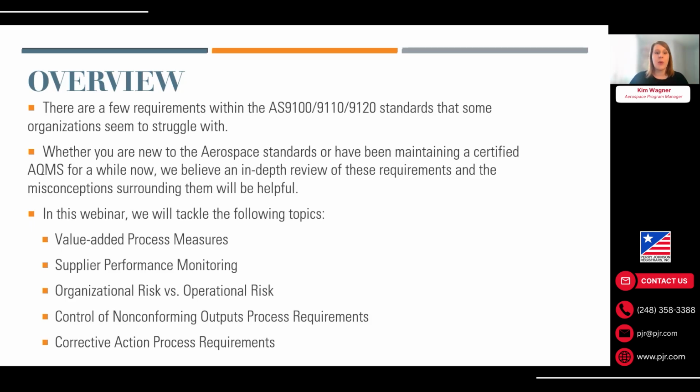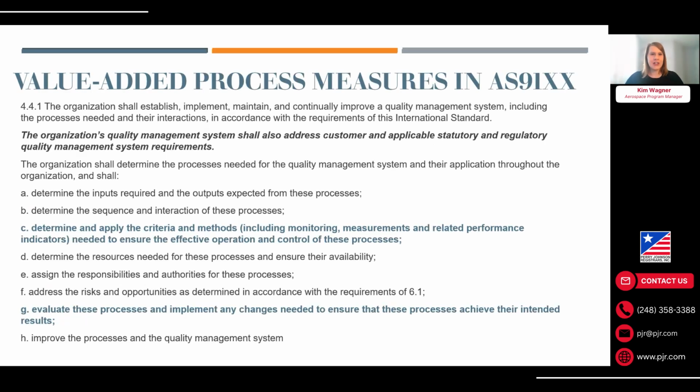We're going to start with value-added process measures or key performance indicators, KPIs, and some of the misconceptions surrounding those. We're going to touch on supplier performance monitoring and the requirements for that. We're going to talk about organizational risk versus operational risk and the difference between these two. And we're going to finish up talking about the control of nonconforming outputs process requirements and the corrective action process requirements. Sometimes those two get a bit confused, so we'll clarify that as well. All right, so let's go ahead and jump in.